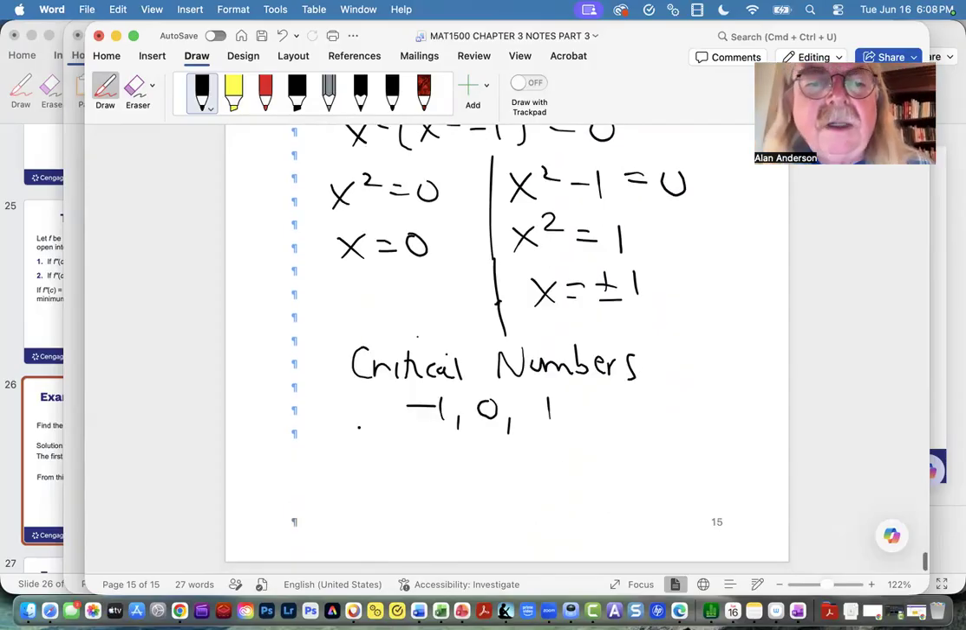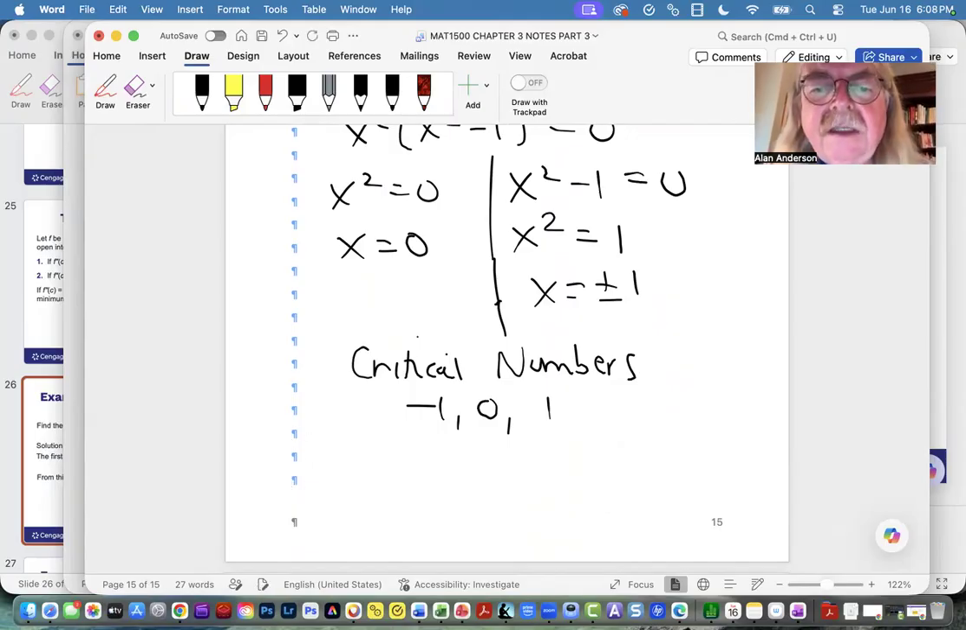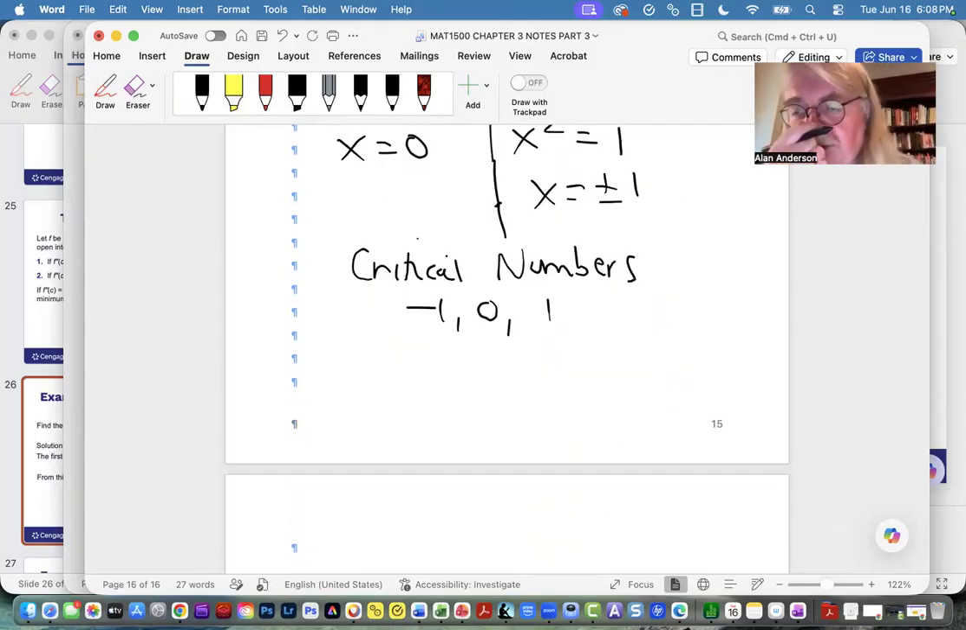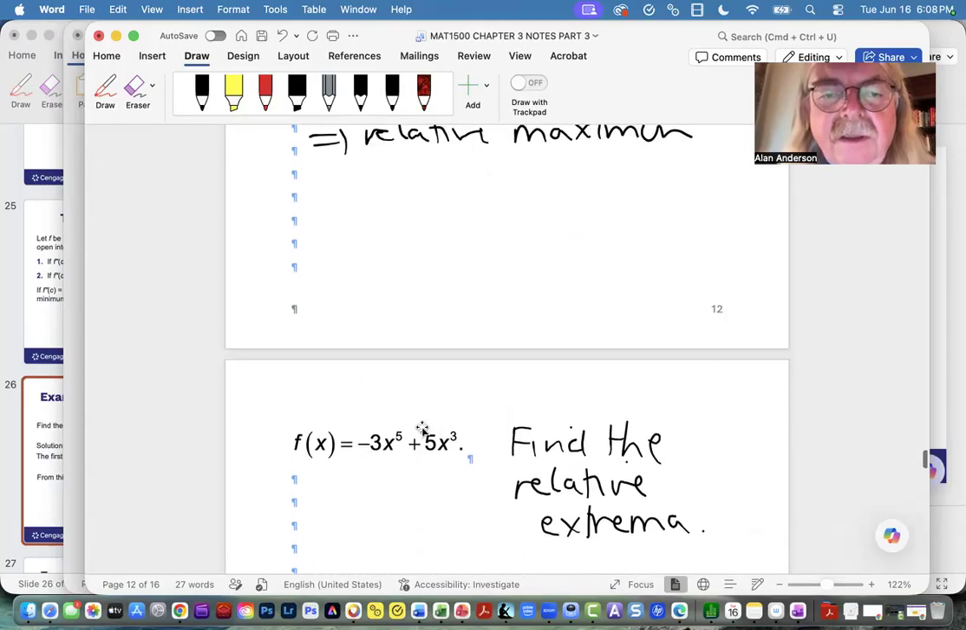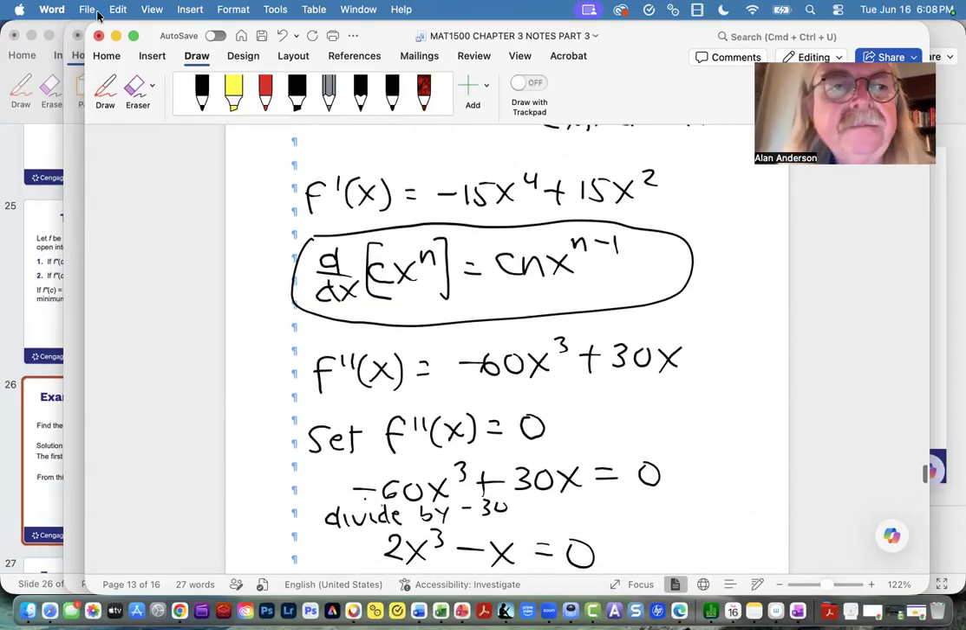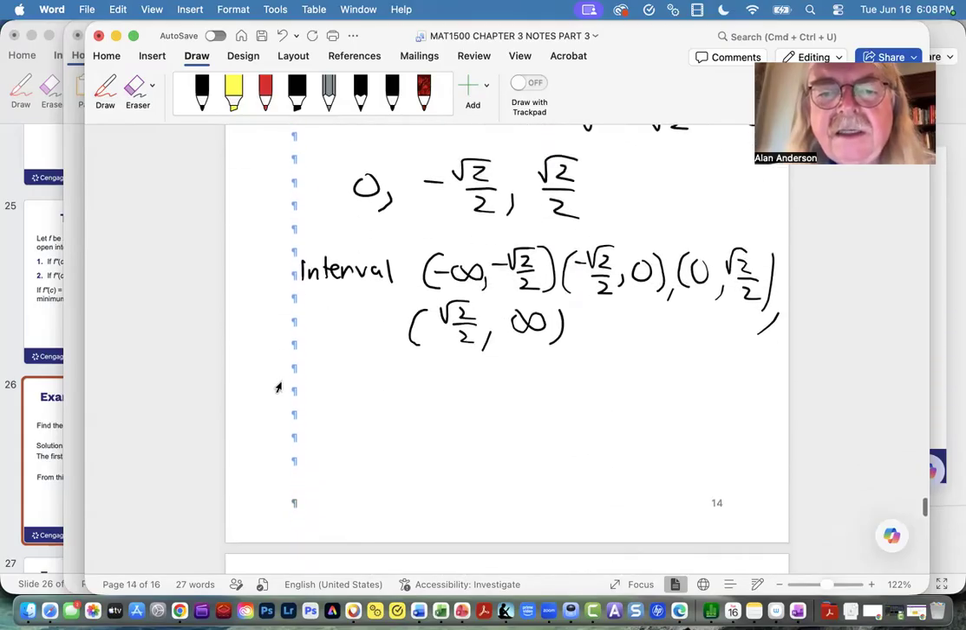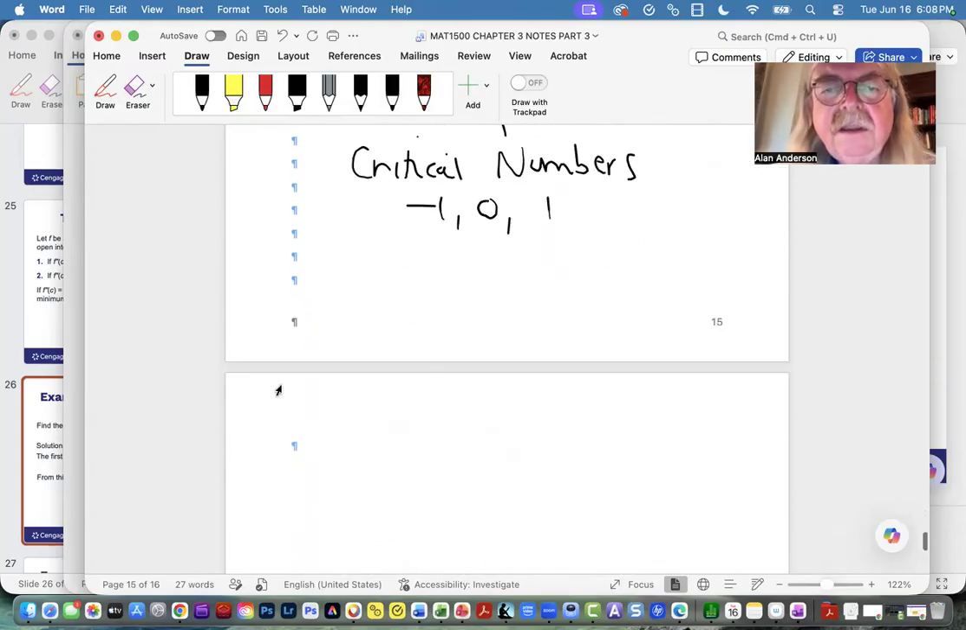All right, so I think what they're going to have us do now is use the second derivative test to find out whether these are relative maxima or minima. So the second derivative we found up here. There we go. So we'll check out the sign at each of these 3 points.